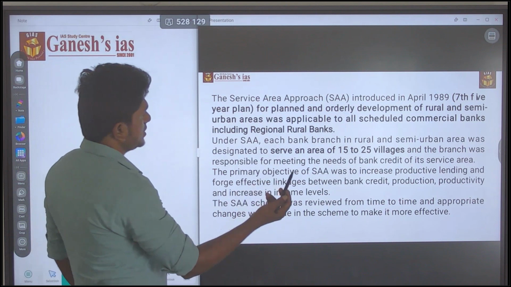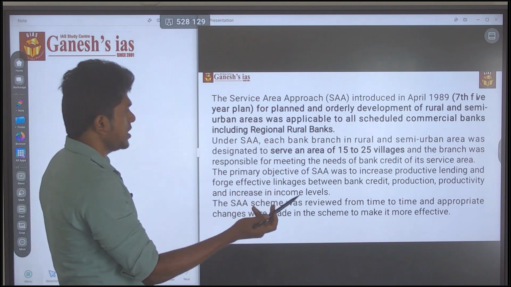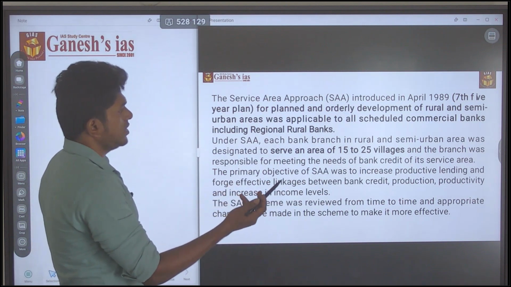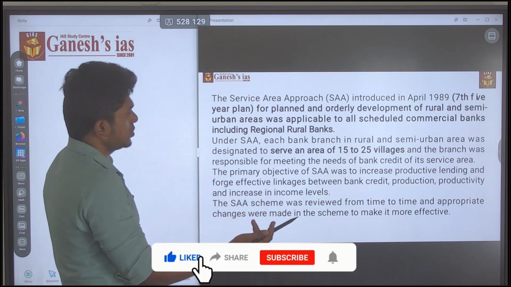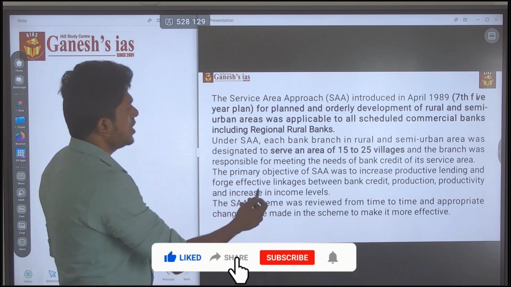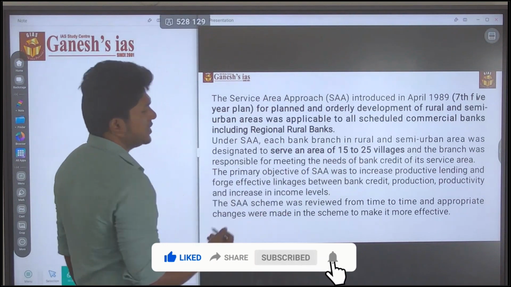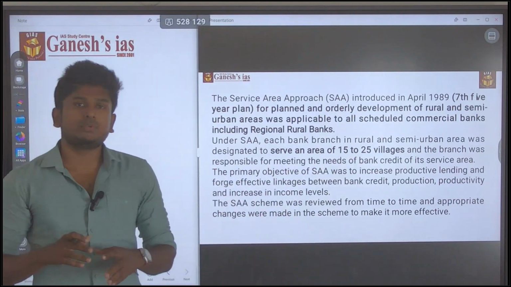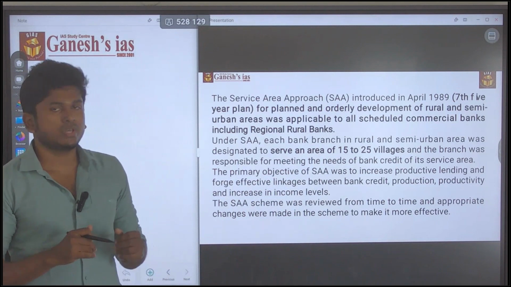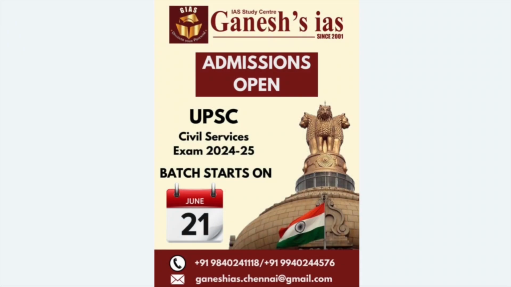Under the SAA, each bank branch in rural or semi-urban areas is designated to serve an area of 15 to 25 villages. The branch is responsible for meeting the bank credit needs of its service area. So this is all about the service area approach. Thank you.